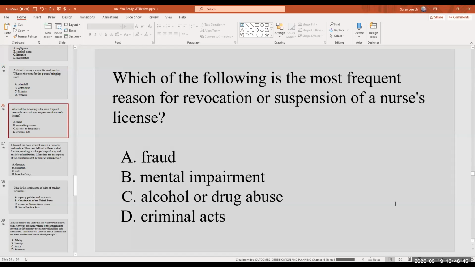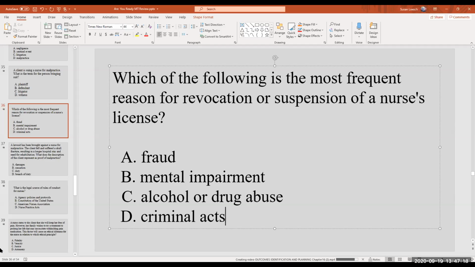Which of the following is the most frequent reason for revocation or suspension of a nurse's license? C. Alcohol or drug abuse. Most frequent reason. Because most nurses are ethical, but we're human.